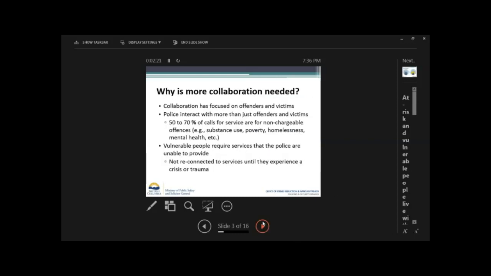Thank you. So why is more collaboration needed? Collaboration traditionally has been reactive. We have a lot of hub models or partnerships or initiatives that happen after somebody is an offender or after someone has become a victim. We'll notice that police interact with a lot more than just that simple dichotomy of people.